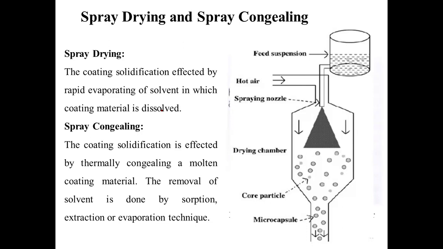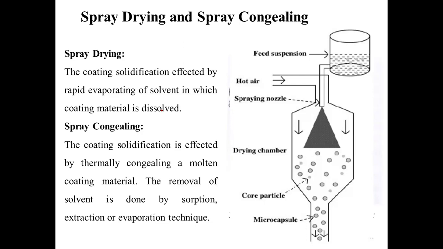There are various factors that we have to control, which we'll discuss later after spray congealing. In spray congealing, the coating solidification is effected by thermally congealing molten coating materials. The removal of the solvent is done by sorption, extraction or evaporation techniques. So basically, the principal difference between the two methods is the way in which the coating solidification is accomplished.